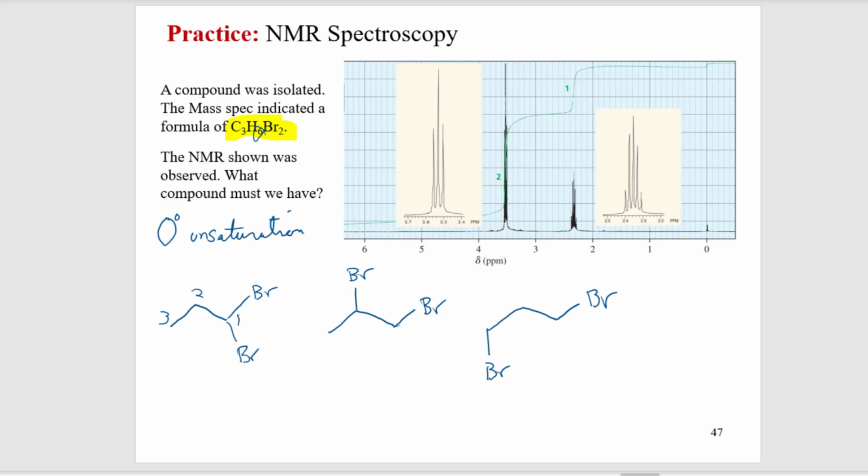This would be 1,1 dibromopropane. This would be 1,2 dibromopropane. This would be 1,3 dibromopropane. I don't know if there's any other way to draw this. I feel like I've exhausted it, but maybe I got lucky. Maybe one of these is the NMR shown. I'm first going to determine how many unique environments there are for the hydrogens.